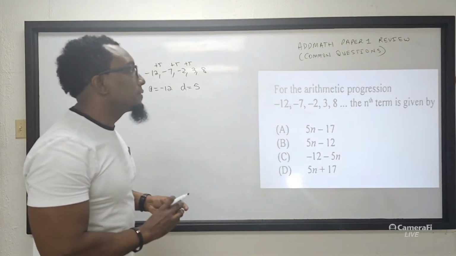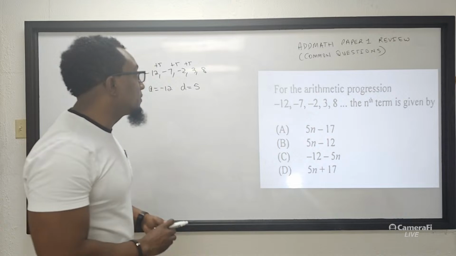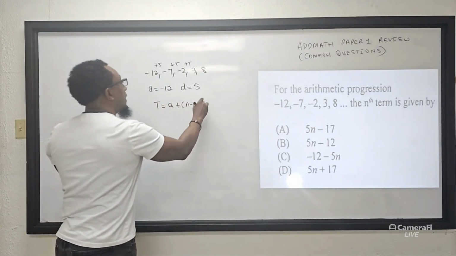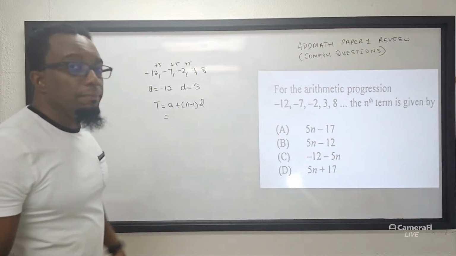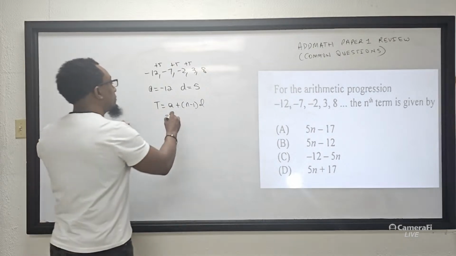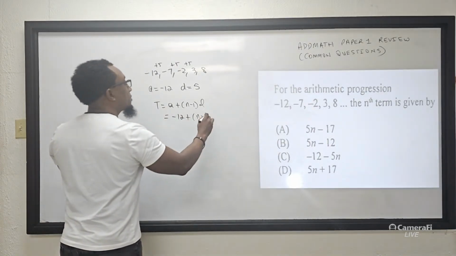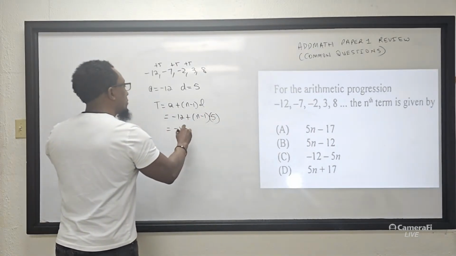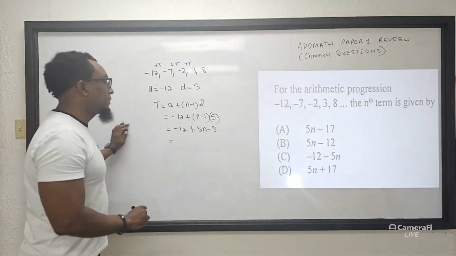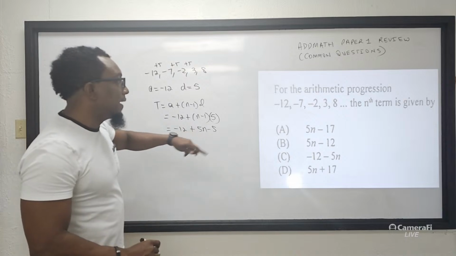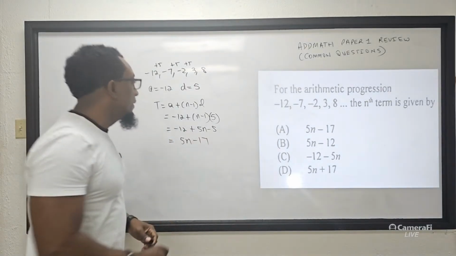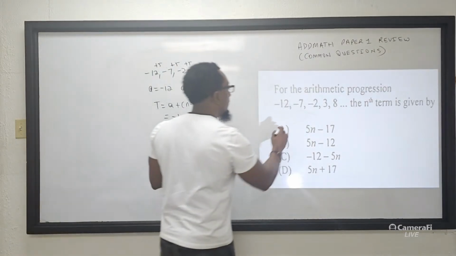And I want the nth term of the sequence. So I'm going to use my formula, t is equal to a plus n minus 1 d, to identify the nth term, the answer in terms of n. So this will be a, which is negative 12, plus n minus 1 d is 5. So it's negative 12 plus 5n minus 5. So negative 12 subtract 5 is negative 17. 5n minus 17. And therefore my answer there will be D.